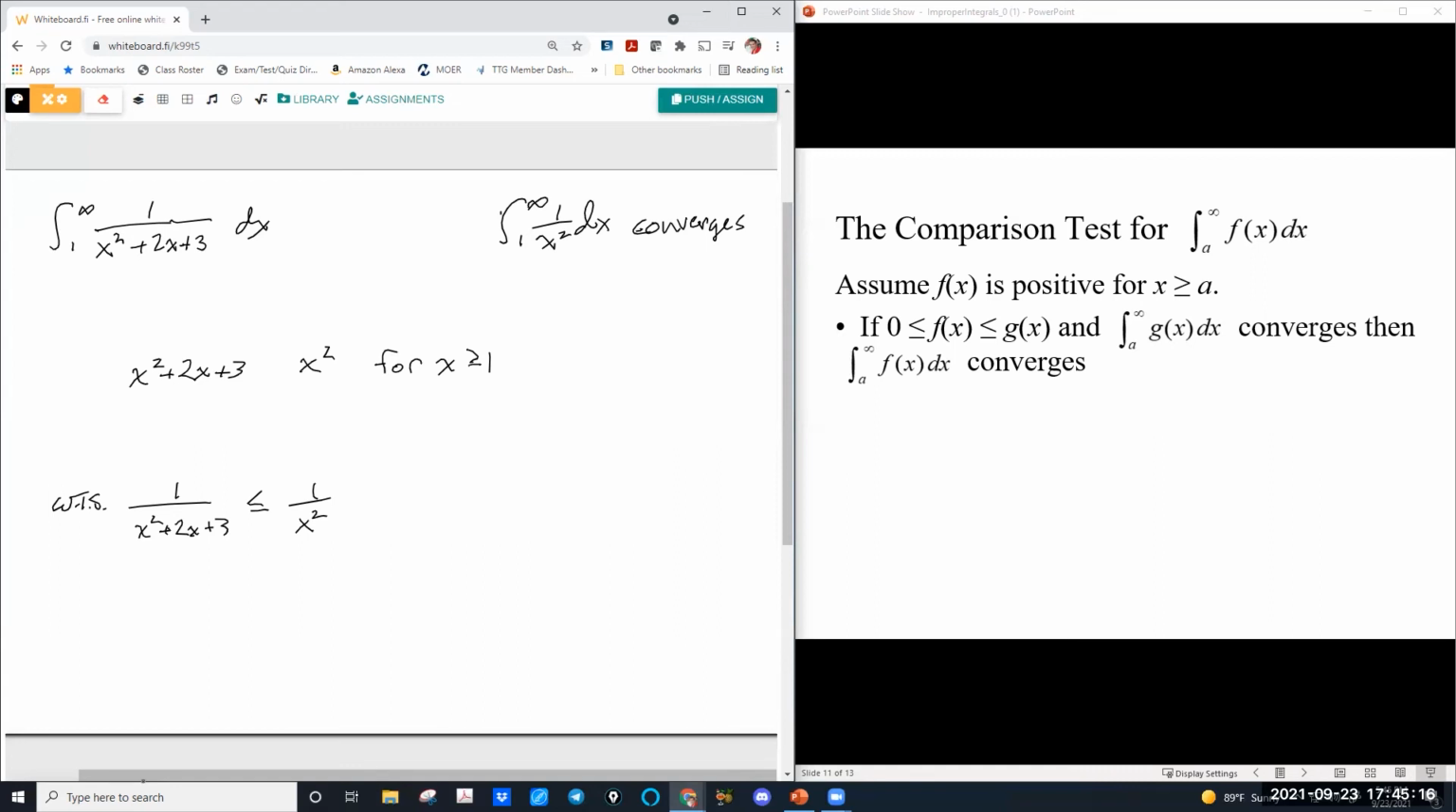Yeah, left, clearly. Now, that may not be true for other values, but again, we only care from 1 to infinity. So we have this. Okay. Well, now what we do is we flip them. So 1 over x squared and 1 over x squared plus 2x plus 3.